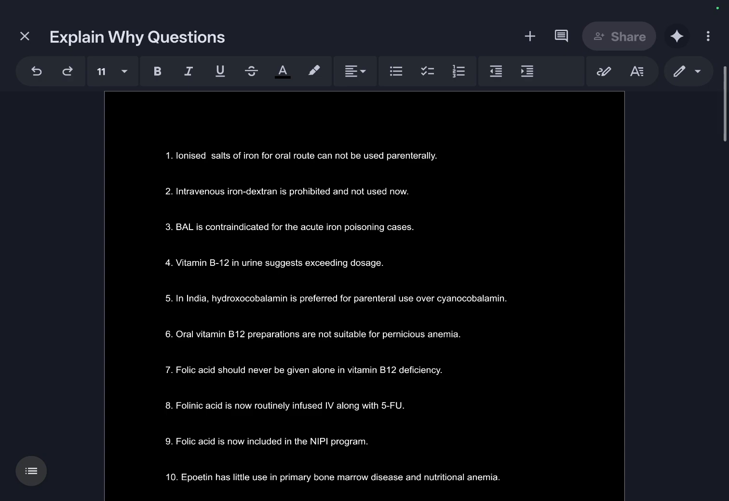So 5-fluorouracil is an anti-cancer drug. It binds to thymidylate synthase, and it inhibits the DNA synthesis pathway. That is the main thing that you have to know in this question.